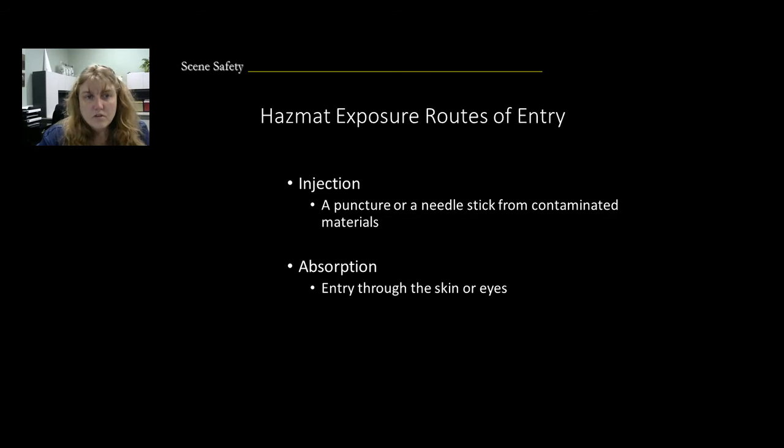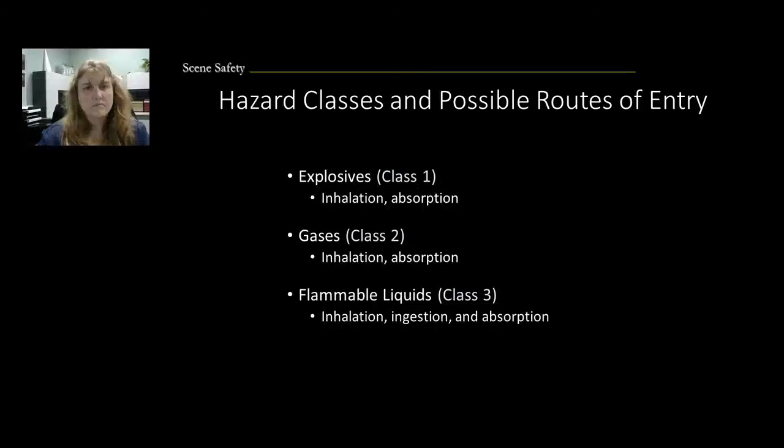Other potential routes of entry include injection and absorption. Injection is where we have a puncture or a needle stick. Maybe we've got some sort of contaminated material and we've had a needle stick from someone who's been contaminated. And absorption, either through the skin or the eyes, is another way a material can be introduced into the body.